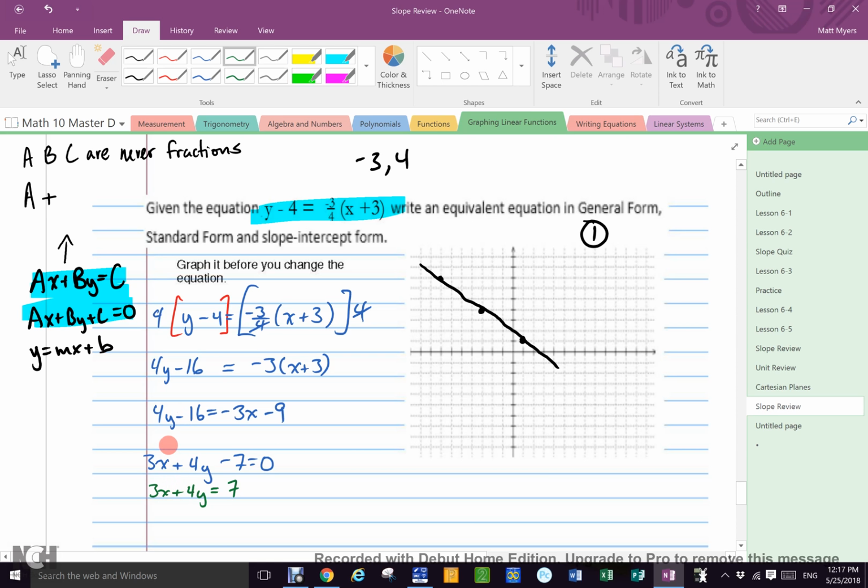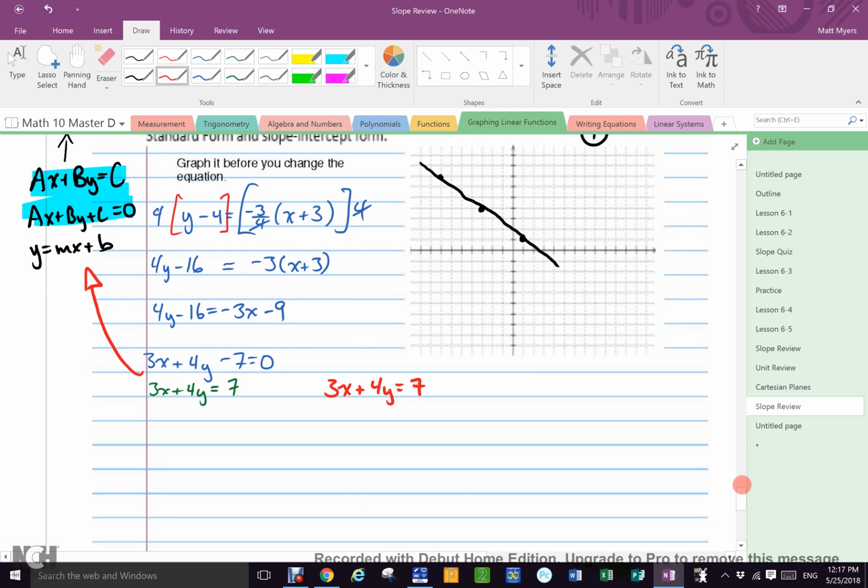There's general and standard, yes? How do I make one of them look like that? Isolate the y. 3x plus 4y equals 7. What has to move? Why would you move y? It's already positive. 3x moves. 4y equals negative 3x plus 7. Now what?